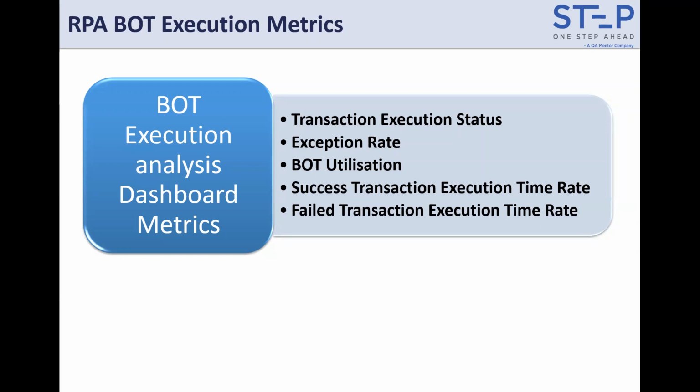Then, how many bots are being utilized? We also need to understand whether the utilization is proper or not. Then, what is the successful execution time rate? What is the failed execution time rate? So many metrics are there, but I have just picked these five metrics for today. We'll see one by one what the metrics are and what we require.